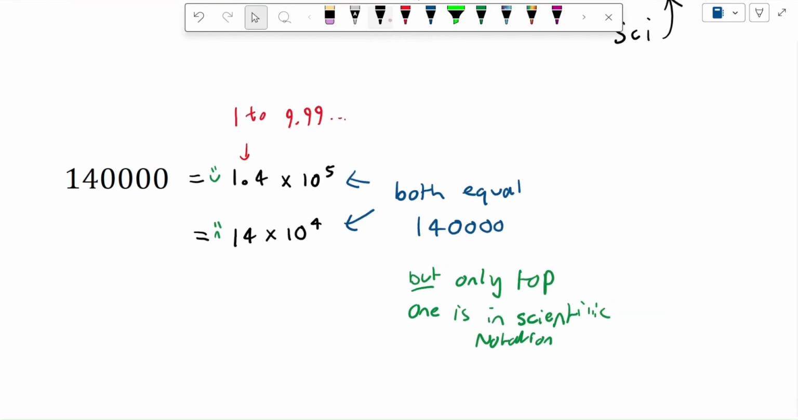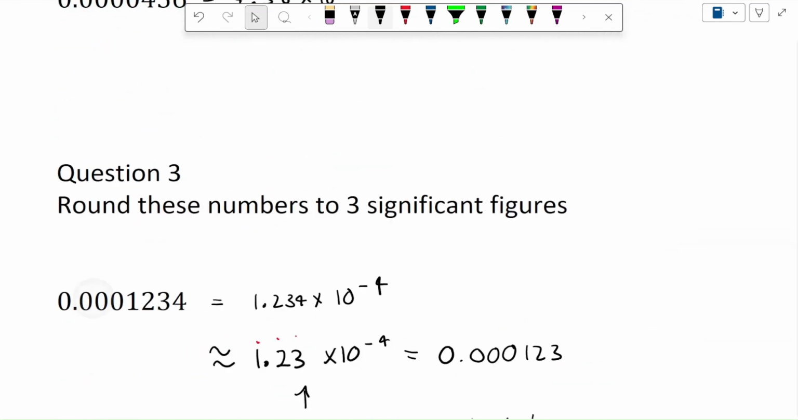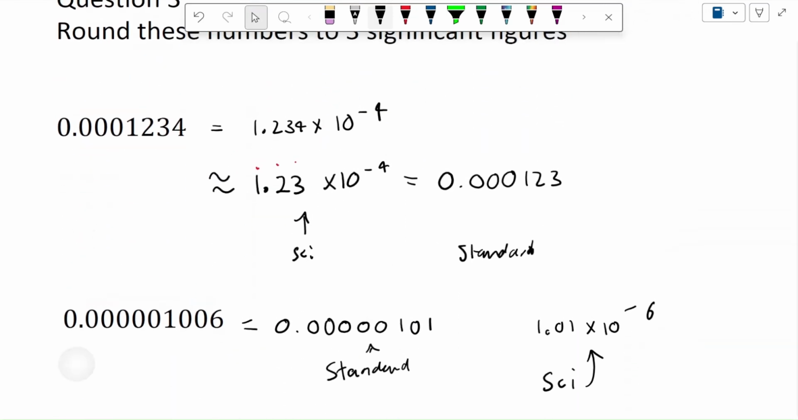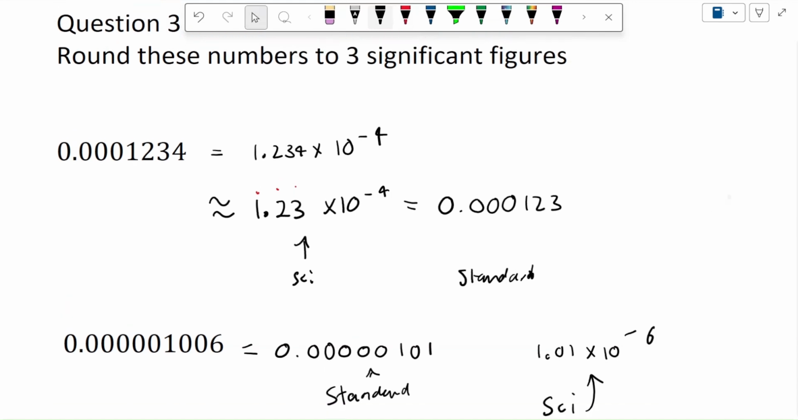If it's any bigger than 10, like this one, which is 14, then it's not in scientific notation. And you'll notice any numbers are put in scientific notation, there's only one digit before the decimal place. It's never bigger than that. So similarly, we could write this one here as 12.3 times 10 to the minus 5, but that would be wrong. Even though it does equal that number there, it wouldn't be in scientific notation. So you just got to be careful.